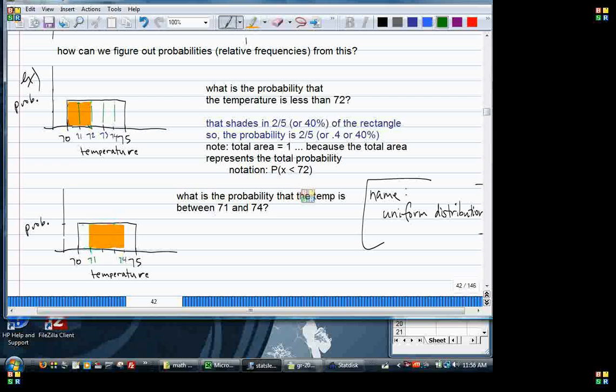Which is also 1? 3 over 5? No, didn't you say like... Oh, the total area is 1. Oh, okay. But the area of this is 3 over 5, which is also 0.6.